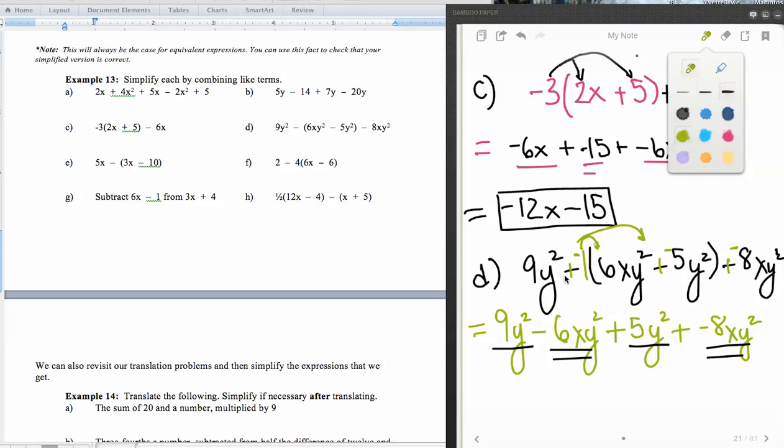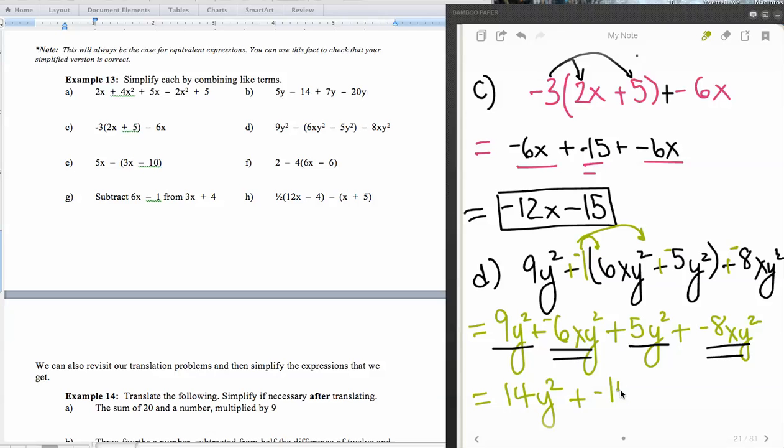And so now we have 9 of these and 5 of these. So we have a total of 14 of those. Those things are 14 y squareds. And then here we have negative 6 of these, and we have negative 8 of those. And so we have a negative 6 and a negative 8, which is a negative 14. And so those are a negative 14, and those are xy squared. Just think of the variable portions as names of these things. Now remember that we can also write this as minus 14xy squared.